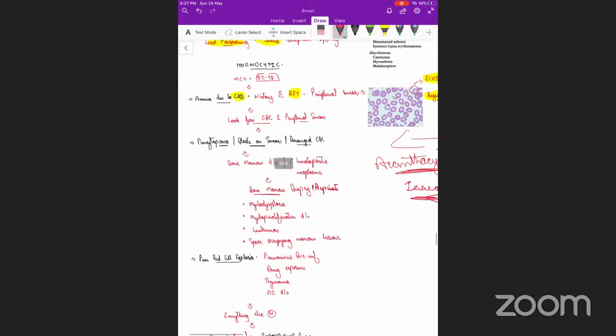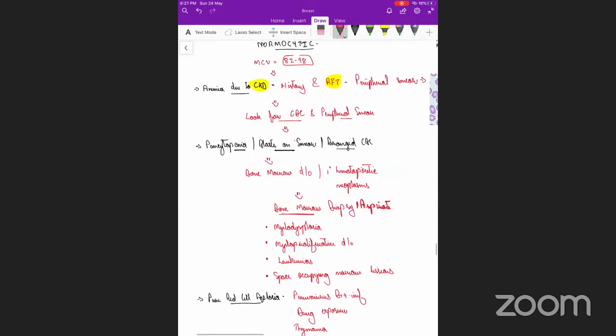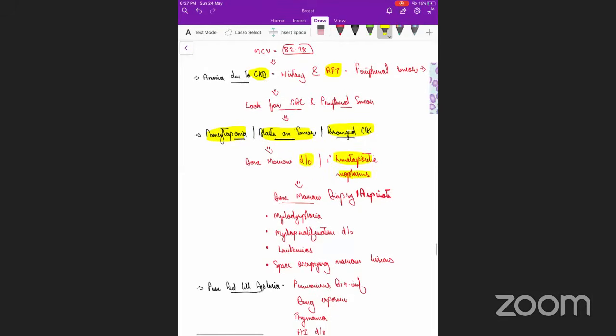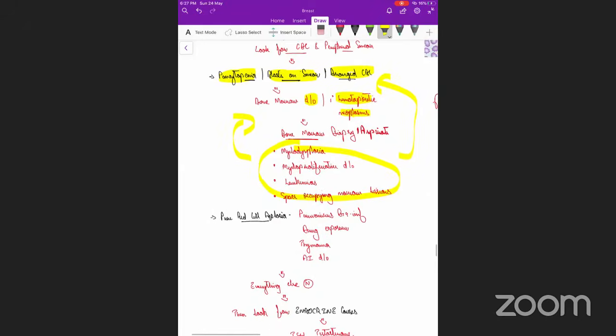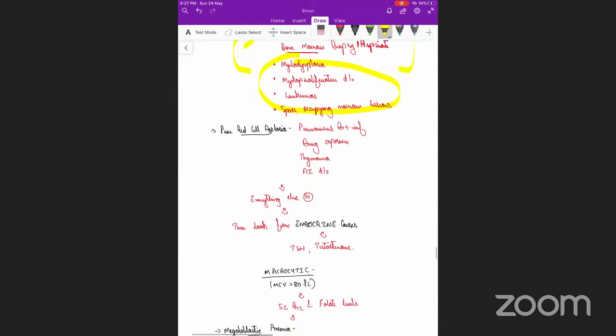Then, if we see pancytopenia, or if we see blasts in the peripheral smear, or the CBC is deranged, then we will think of any bone marrow disorder and hematopoietic neoplasms to be the cause. It will become very evident in the peripheral smear, and if you look at the CBC, TLC, DLC, it will become evident. So diagnosis is easy.